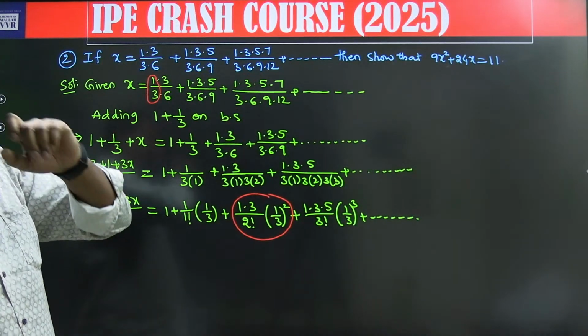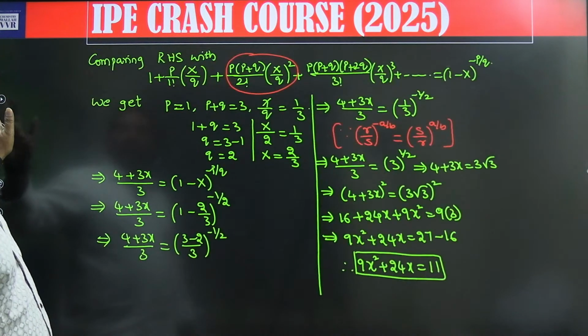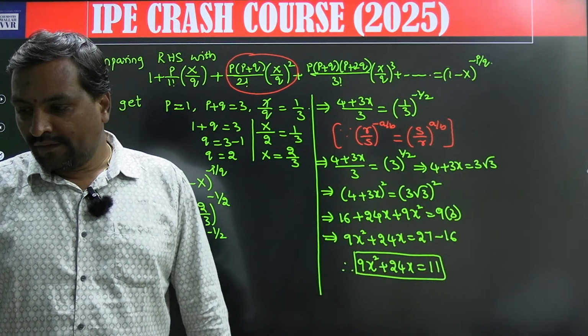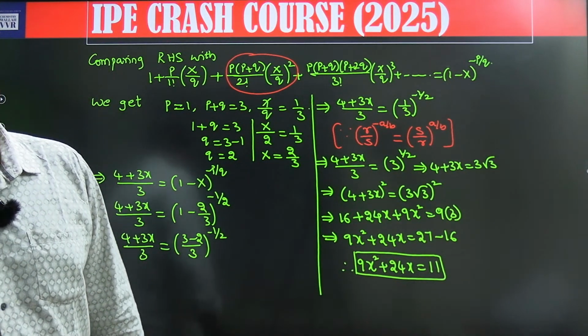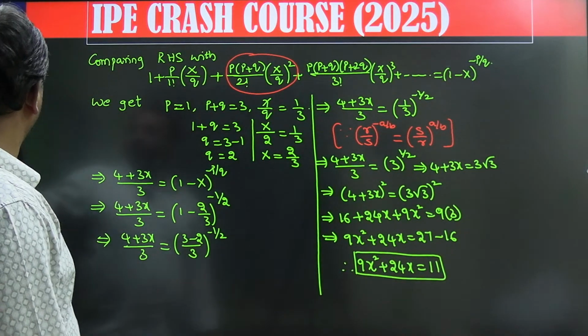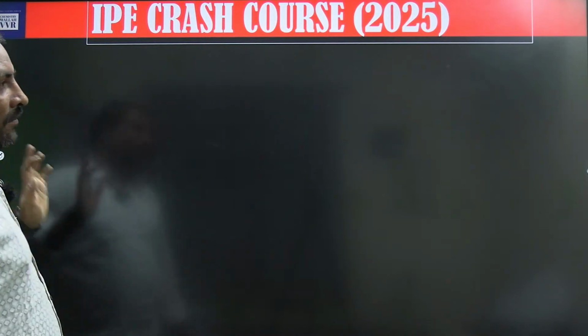So this is the final answer of the problem: 9x square plus 24x is equal to 11. We'll go for the next problem.